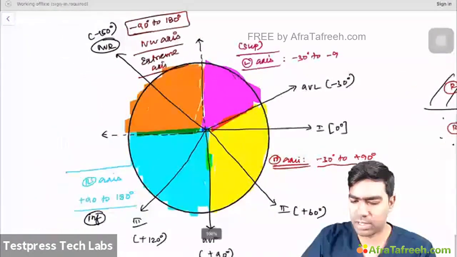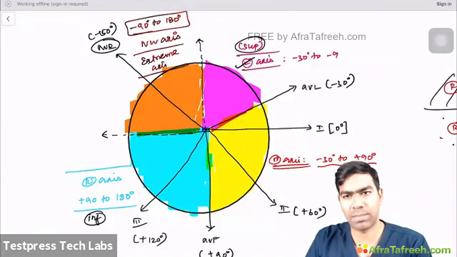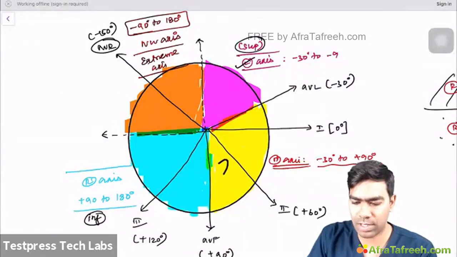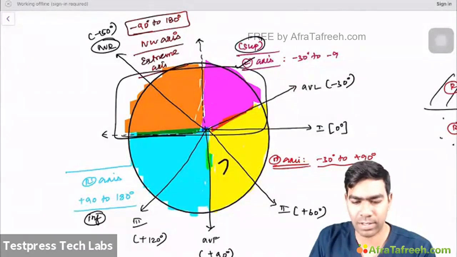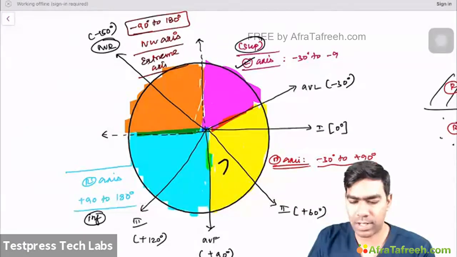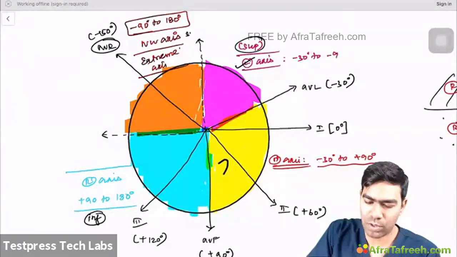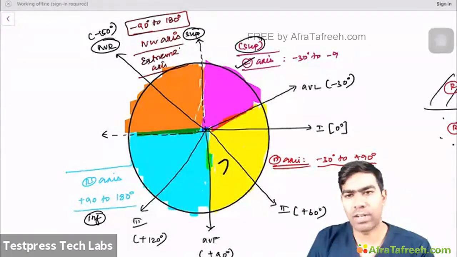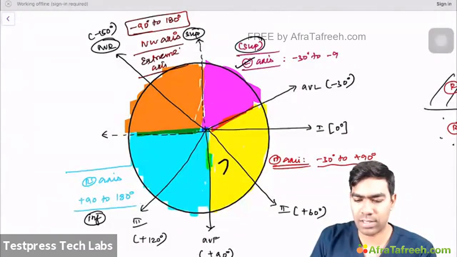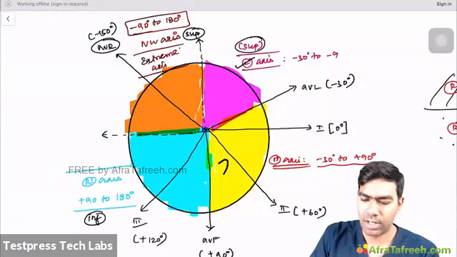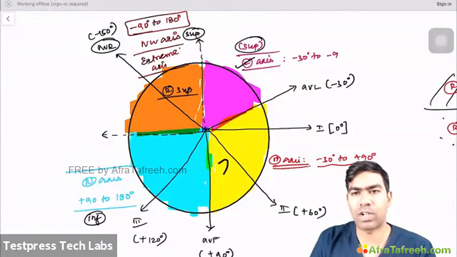Since left axis is in the superior location, that's sometimes referred to as superior axis, but that's wrong. This entire area should be called a superior axis, but left axis is also located there. So that's a superior axis basically. Similarly, northwest axis is also a superior axis. It's not an inferior axis, which means northwest axis should probably be called a right superior axis.